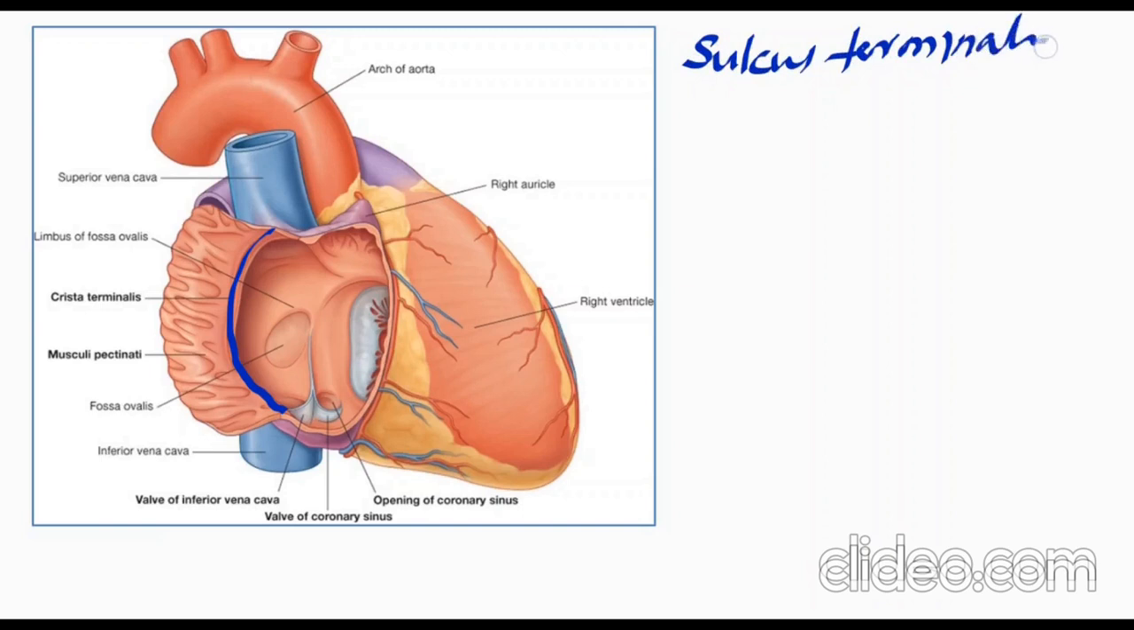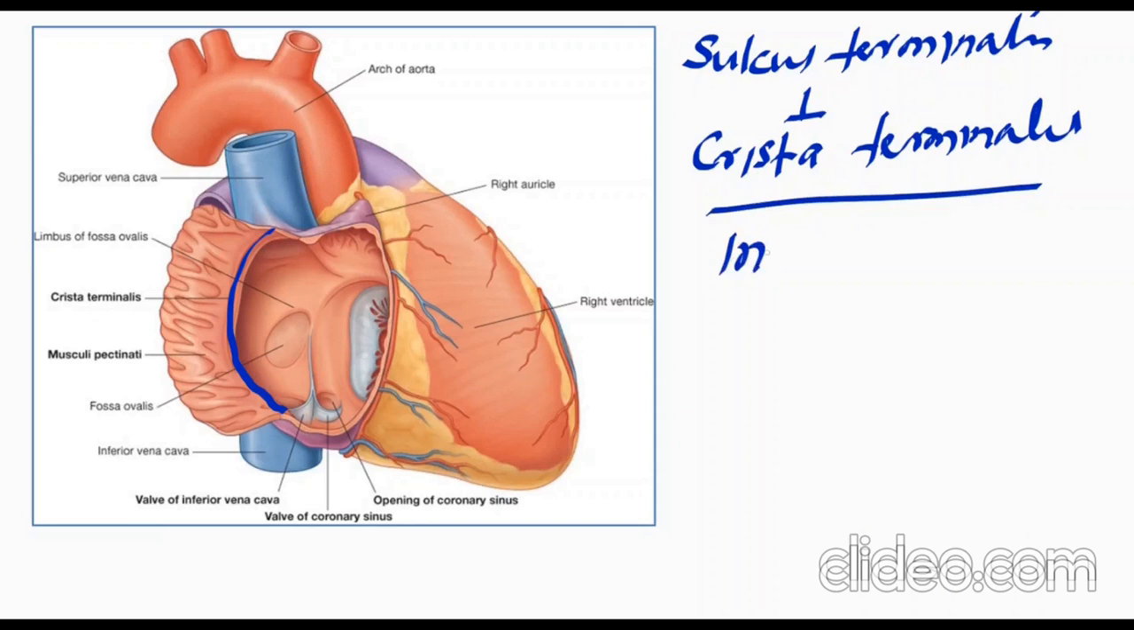It is present along the right border. The sulcus terminalis is produced by the internal muscular ridge, known as the crista terminalis. Remember this, it is usually asked in examinations. The sulcus terminalis is internally produced by the crista terminalis.